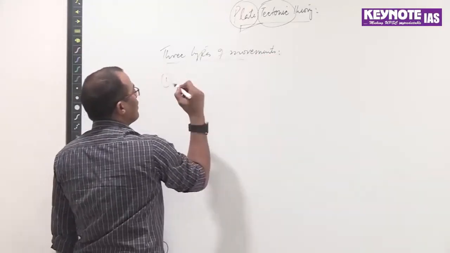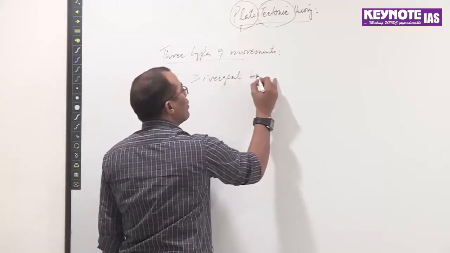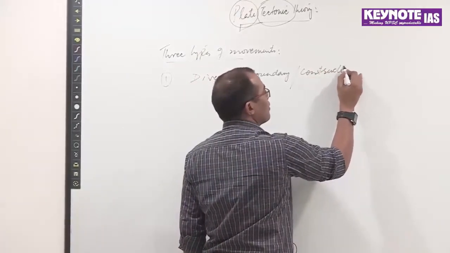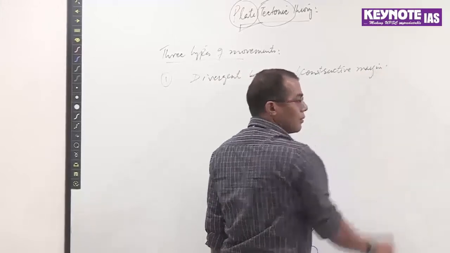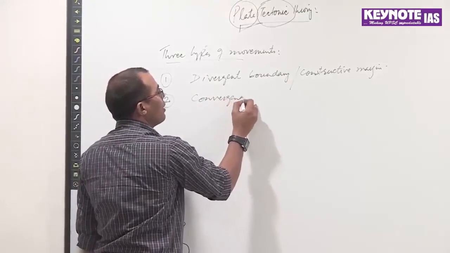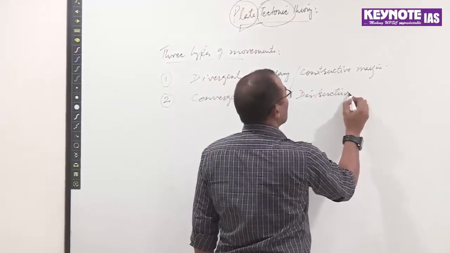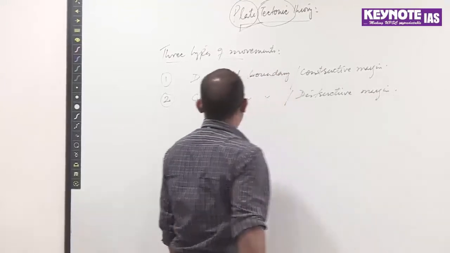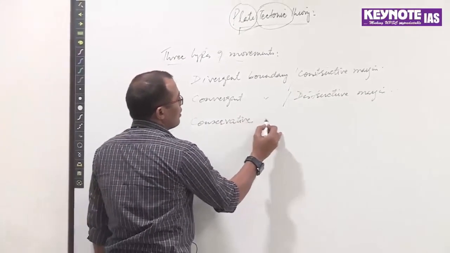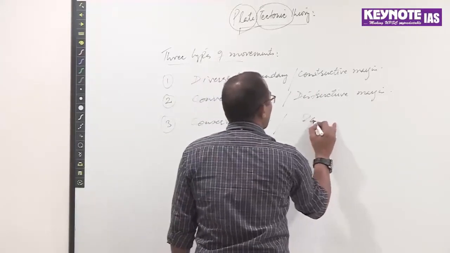Number 1, divergent boundary or constructive margin. Number 2, convergent boundary or destructive margin. Number 3, conservative boundary or passive margin.